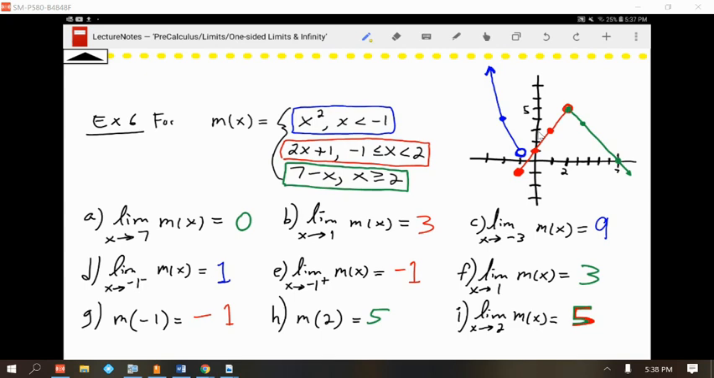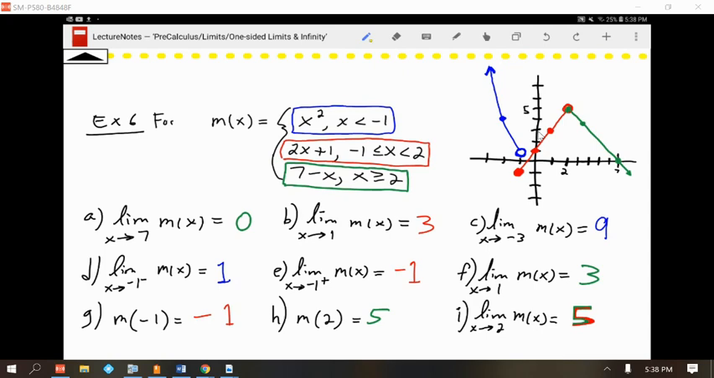Because the left side of -1 would mean like -2. -2 is left of -1. And I'm kind of showing it on the graph now: -1.5, -1.1, -1.01. As I come down the graph, the left side of -1, you're coming down the parabola, down, down, down, right? And you're approaching what number? Well, you're approaching -1 squared, which is 1.